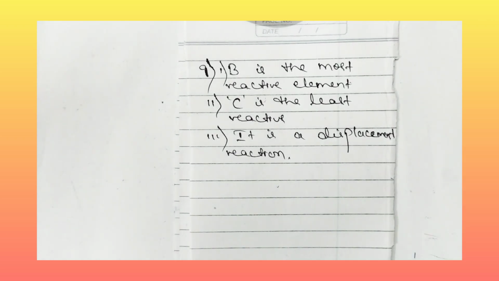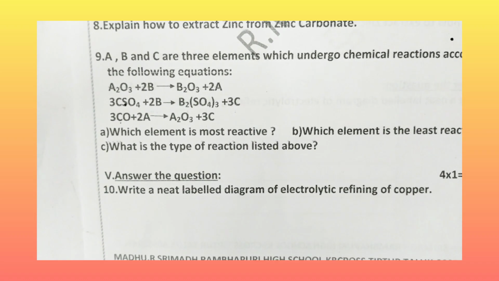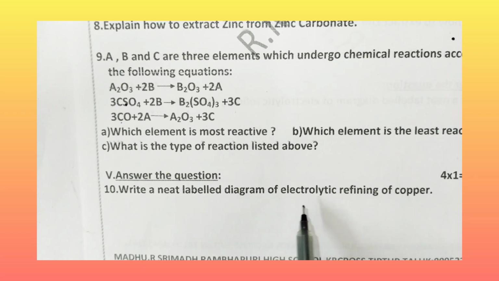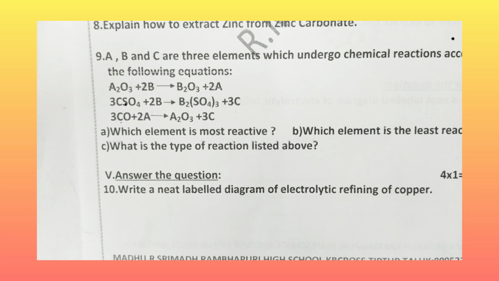And let us move to the last and 10th question. Write a neat labelled diagram of electrolytic refining of copper. So this is the last question. By this we have successfully answered all the questions related to unit test paper number 5.